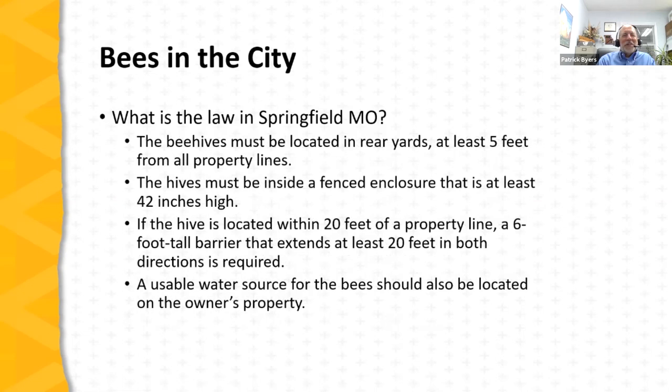The beehives must be located in rear yards. So you can have bees in your backyard, but not in your front yard, at least 5 feet from all property lines. The hives must be inside a fenced enclosure that is at least 42 inches high. Again, here's an effort to alter the flight patterns of the bees and also to protect the bees from vandalism or from perhaps children, you know, getting too close to the hives. If the hive is located within 20 feet of a property line, a 6 foot tall barrier that extends at least 20 feet in both directions is required.